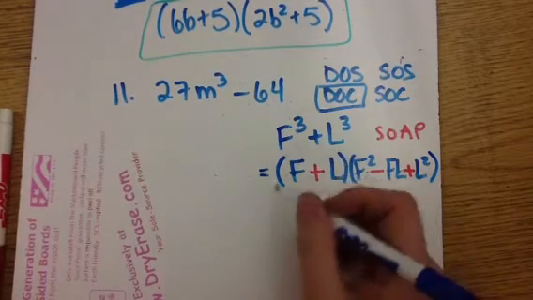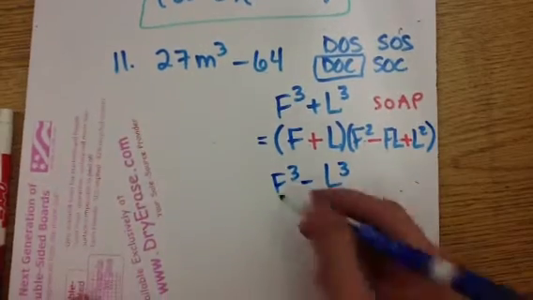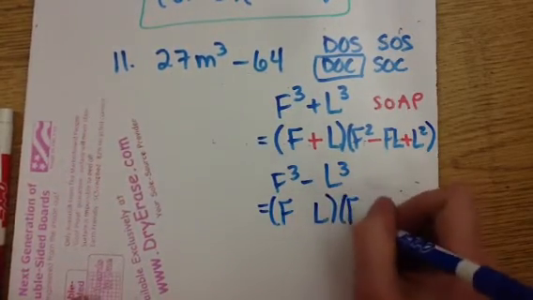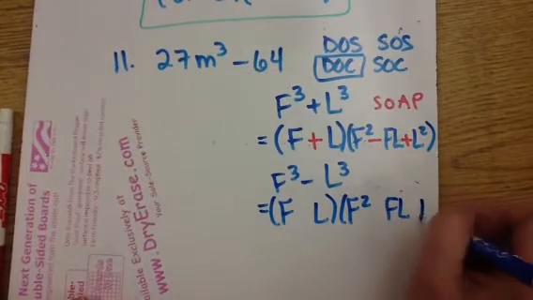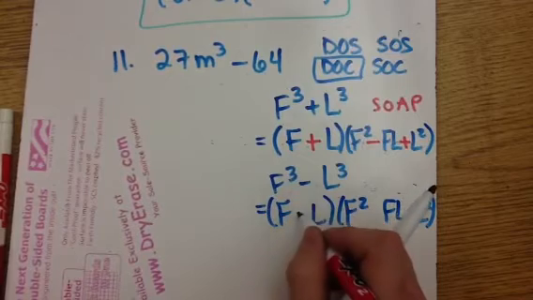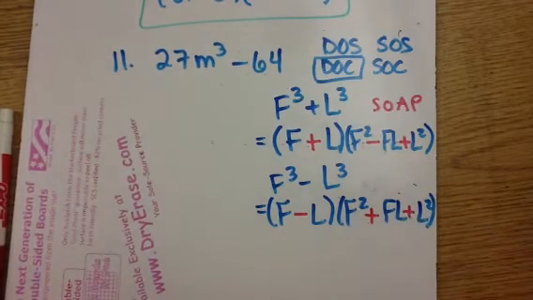So here we have sum of cubes. For difference of cubes, it's the same formula. We go F, L, and then F squared, F, L, L squared. And then we fill in with SOAP, same sign as the problem, opposite sign as the problem, and always positive. So there's your formulas. Let's go ahead and look at this first problem.